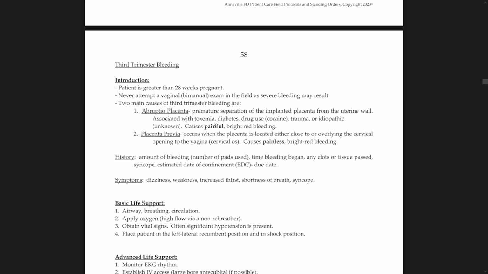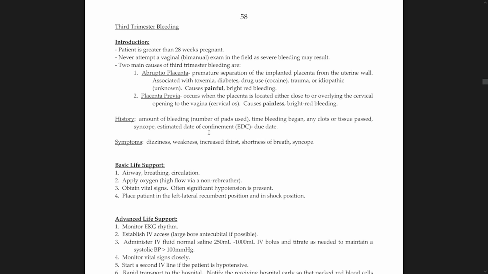Or it can be placenta previa, which occurs when the placenta is located either close to or overlying the cervical opening to the vaginal region, causing painless bright red bleeding. For history, you want to gather the amount of bleeding, the number of pads that the patient used, the time when the bleeding began, any clots or tissues that may have passed, syncope, which is just fainting, and estimated date of confinement, the due date.